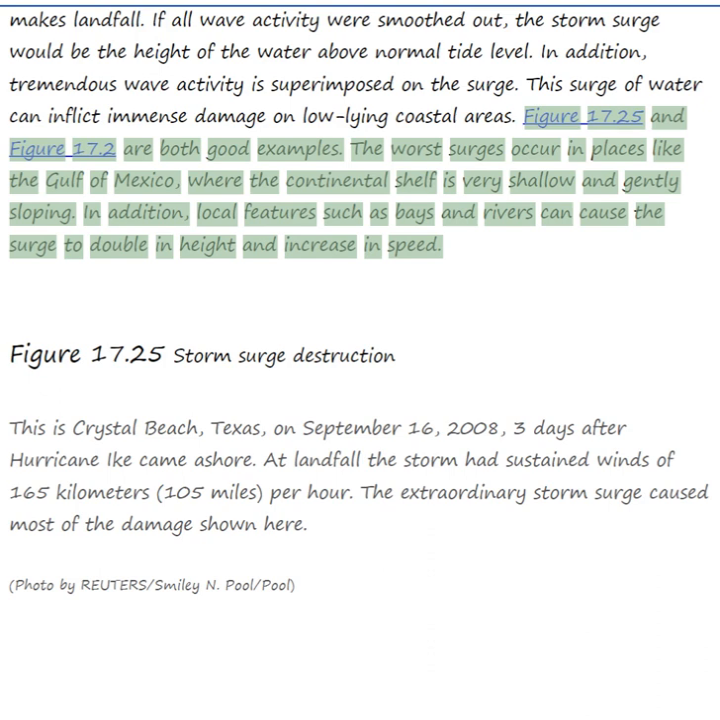Figure 17.25 and Figure 17.2 are both good examples. The worst surges occur in places like the Gulf of Mexico, where the continental shelf is very shallow and gently sloping. In addition, local features such as bays and rivers can cause the surge to double in height and increase in speed.